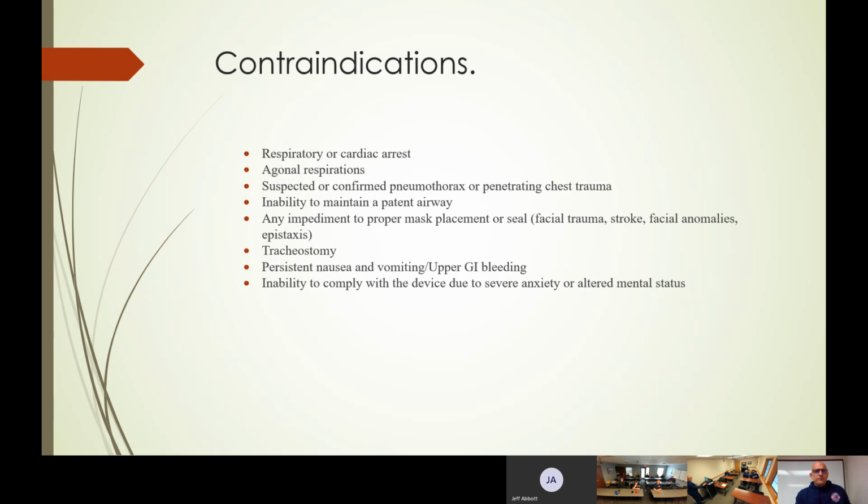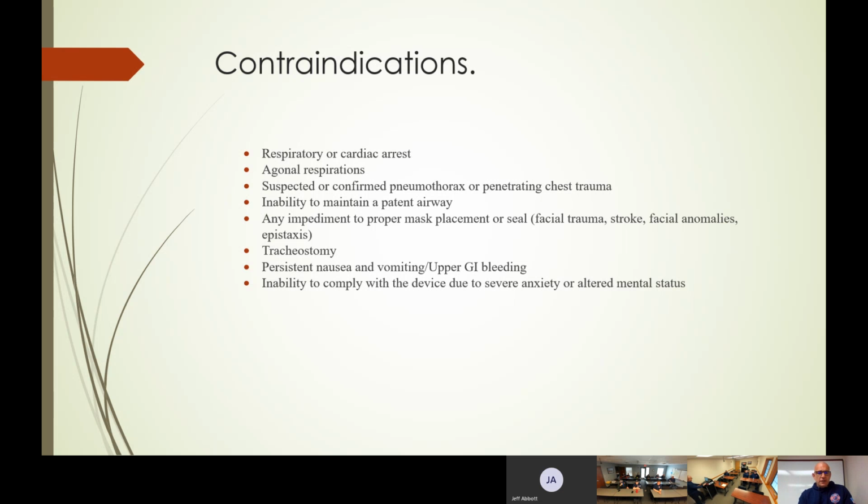Agonal respirations, also not a candidate. Suspected or confirmed pneumothorax, chest trauma, inability to maintain the airway, any impediment to proper mask placement or seal: facial trauma, stroke, anomalies, or epistaxis. Garrett Wood, what is epistaxis? Nosebleed. Good job. The last thing we want to do when we are trying to deal with somebody who has fluid in their lungs is force pressurized air, with fluid like nosebleeds or vomiting or anything else like that, into the lungs. So anything in the airway is going to be a no-go.